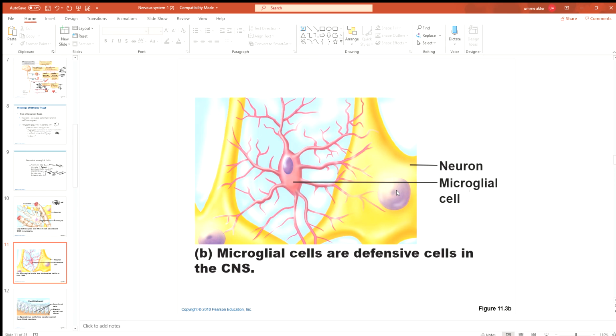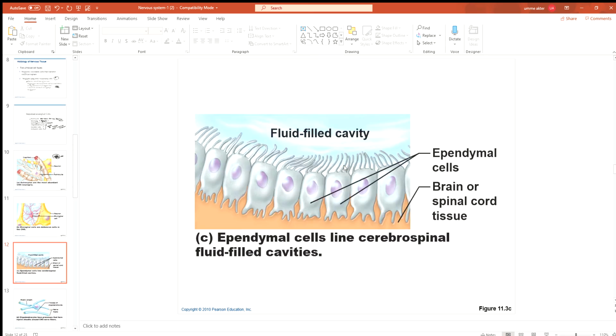Microglial cells do phagocytosis. You see, they have many processes and branchings, and they can engulf the microorganisms or dead cells.